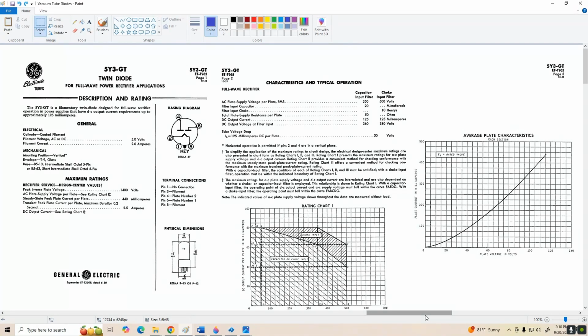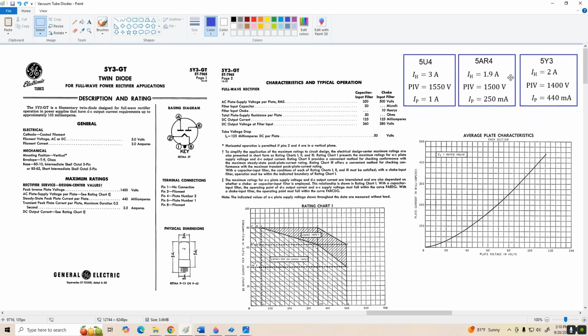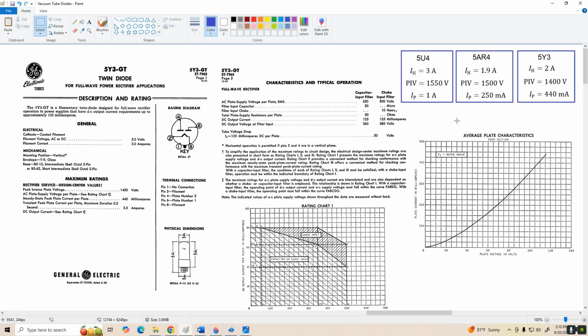I'm going to talk a little more about the transconductance curves in a second, but just for comparison purposes, let me paste here the heater current, peak inverse voltage rating, and forward current ratings for these three dual diodes. The 5U4GB or GT has a heater current of 3 amps. It can withstand a peak inverse voltage of 1550 volts and can carry a forward plate current of about 1 amp. The 5AR4 has a heater current of about 1.9 amps, can withstand 1500 volts of reverse bias, and is designed to carry a plate current of about 250 milliamps maximum per diode. And finally, the 5Y3 again has a heater current of 2 amps, PIV 1400 volts, and a maximum plate current of 440 milliamps.